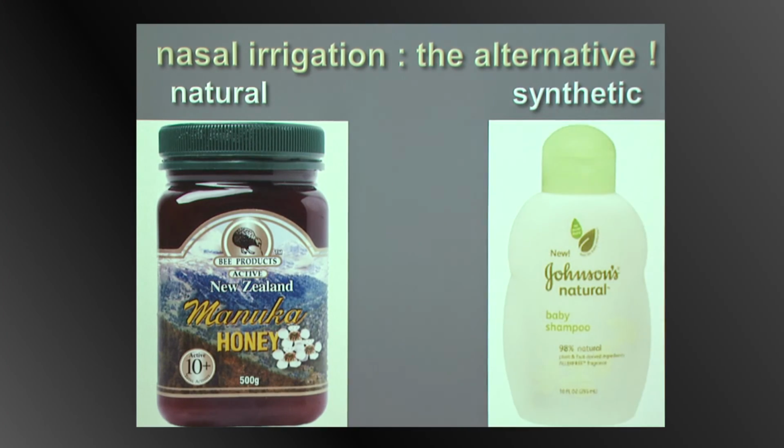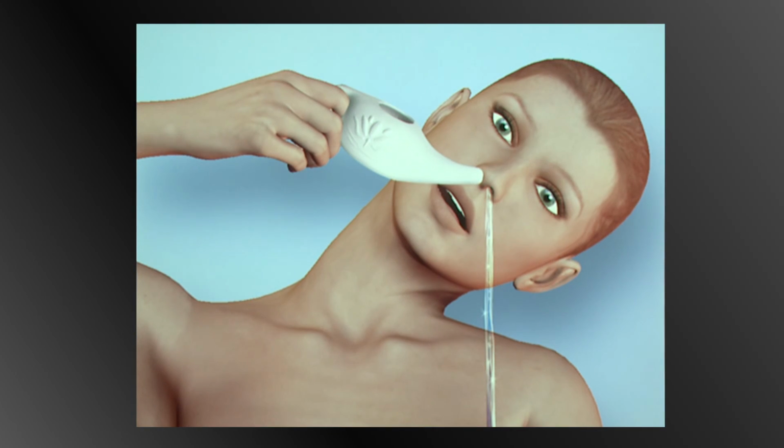The other thing that's been written up is Johnson's baby shampoo, diluted in water to get rid of the biofilms. You're trying to break those biofilms down. And then you can buy this thing that looks like a Japanese teapot and pour it down one nostril, swill it round at the back, and then let it pour out the other one.